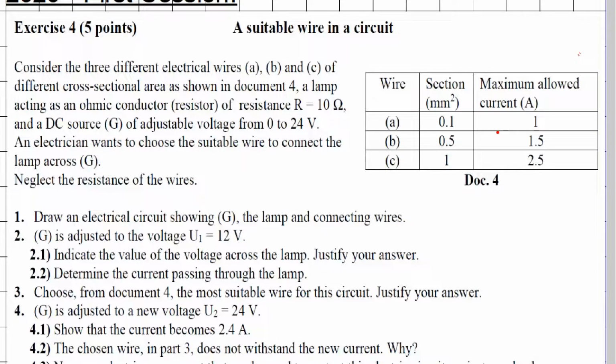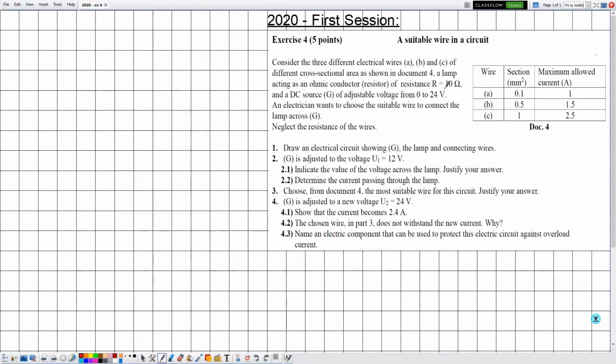Consider the three different electrical wires A, B and C of different cross-sectional area as shown in document 4. Then they mention document 4, now we can use it. A lamp acting as an ohmic conductor, it's a resistor, then we can directly apply Ohm's law to it. Its resistance is given by 10 ohms, then let's write this down.